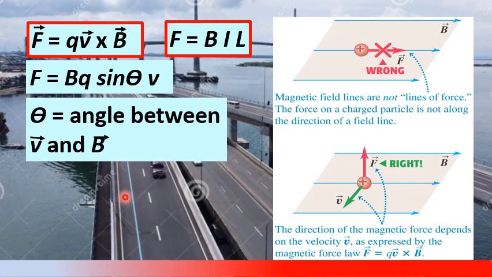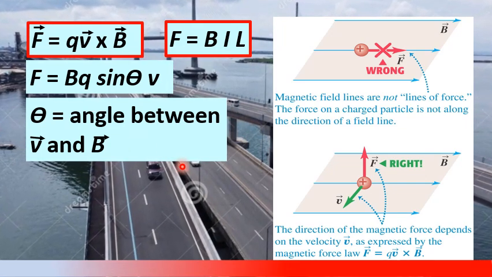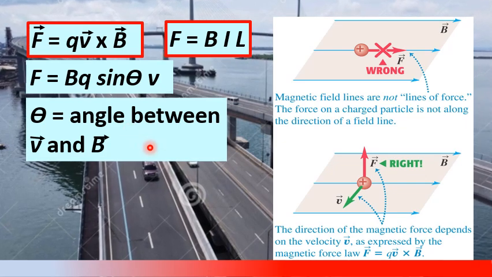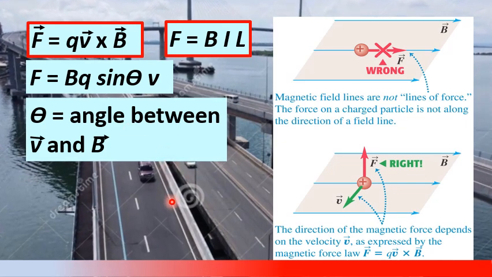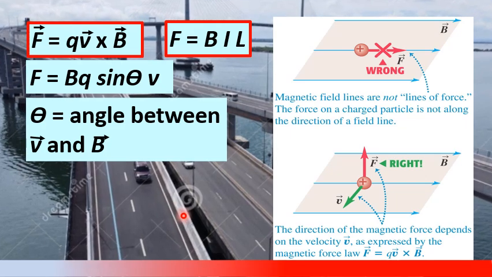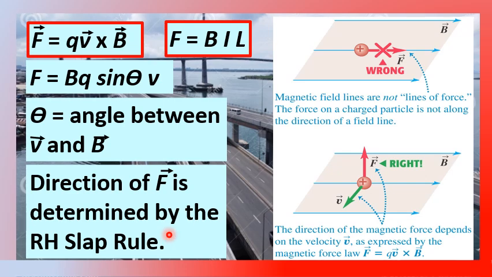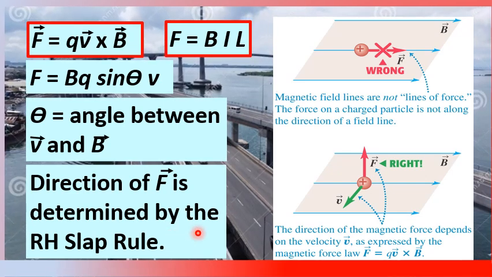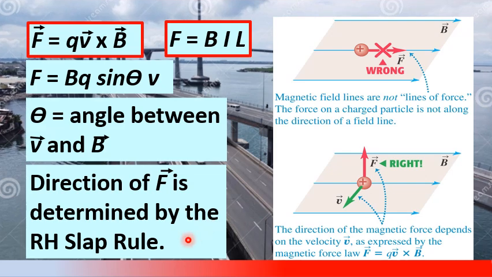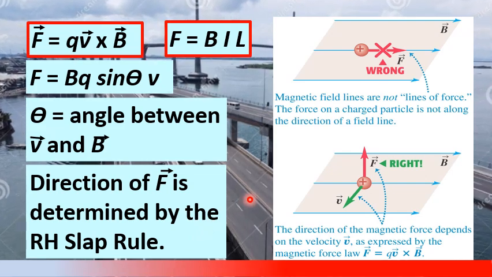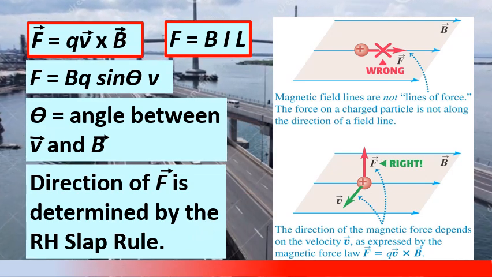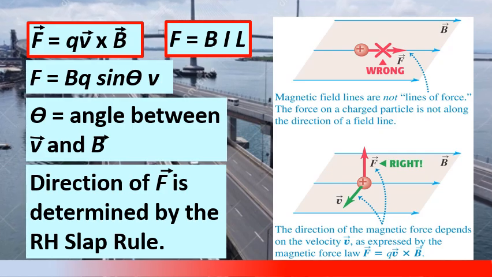We can determine the direction of the magnetic force on the moving charge q using what we call the right hand slap rule, which will be discussed in more detail in just a while.